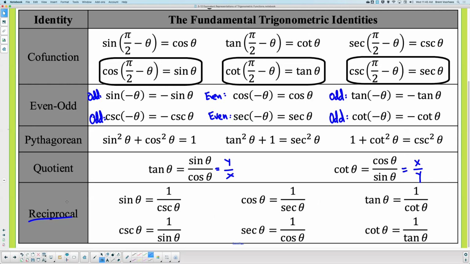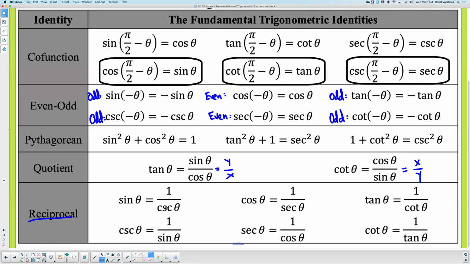What am I trying to say? Using the reciprocals, you can switch families. This is a sine family. It's equal to 1 over... What does CSC mean? Not cosine. Yeah, CSC stands for cosecant. Sine family switches to the cosecant family.